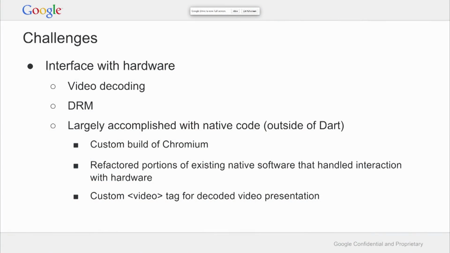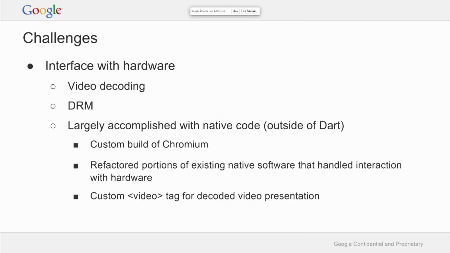Also, there's the challenge of interfacing with the hardware. It's an embedded CPU. It can't do software video decoding. There's dedicated hardware for that, and so also dealing with digital rights management, which we have to do. No content provider will talk to us if we didn't have some kind of way of protecting their content. So we had to deal with that.